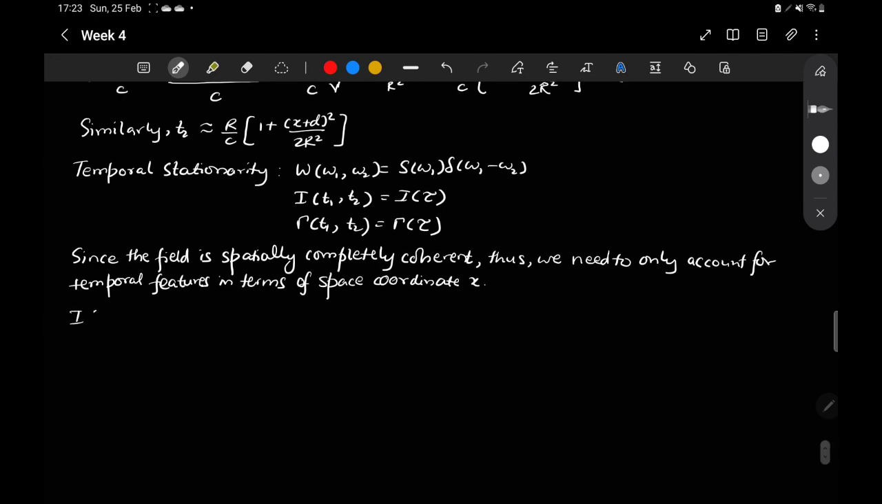So we can write down the intensity at the screen as the contribution from the first slit plus the contribution from the second slit plus the degree of coherence function, the cross term.